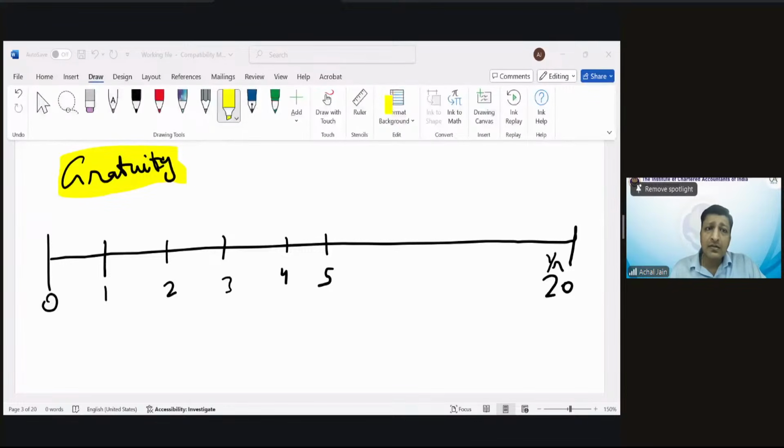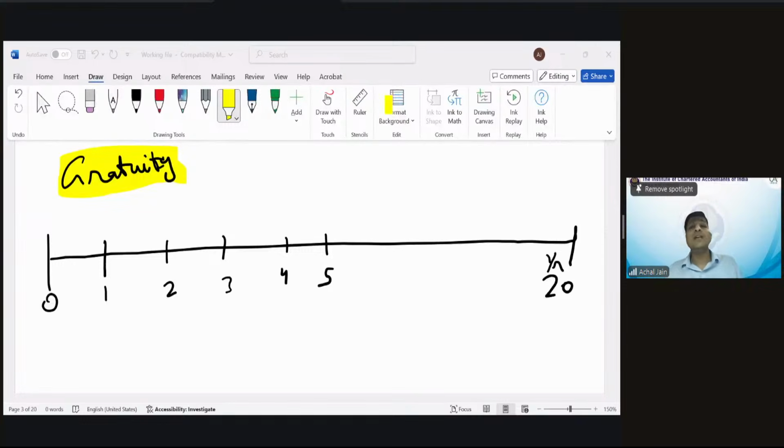Each year, the employee will render services. Yes or no? The employee will be working for the next 20 years with the organization. Will the organization pay him the amount of gratuity each year? Answer is no. Why? Because each year, this amount is not payable. It means cash outflow will not happen.